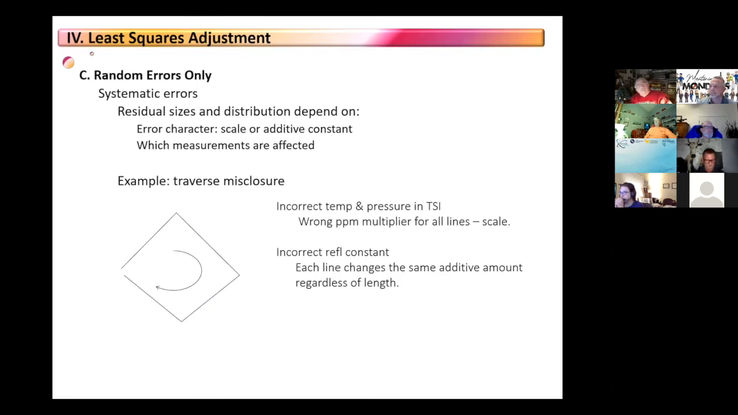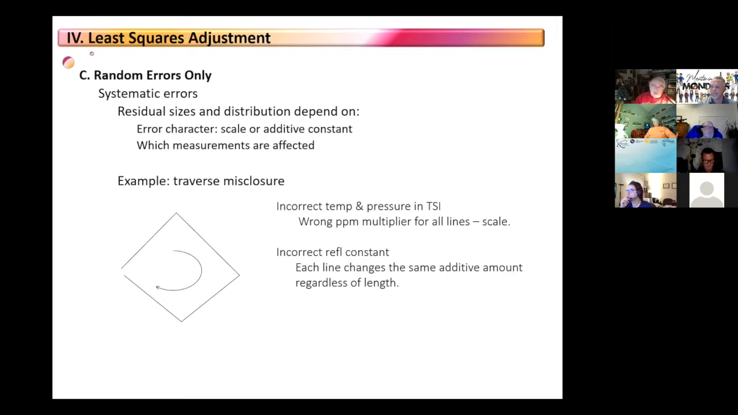All right, the residual sizes and errors for systematic errors depend on how that systematic error behaves. A really good example of this is a real common one that happens, particularly with students that are first starting to do measurements with total stations on traverses: they forget to put in the correct temperature and pressure in the instrument, and they run their entire traverse with the wrong parts per million correction for all their distances. Well, that's a multiplier. Each of the distances is affected by a scale.